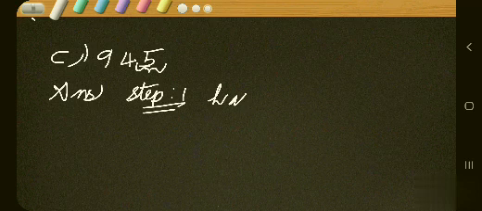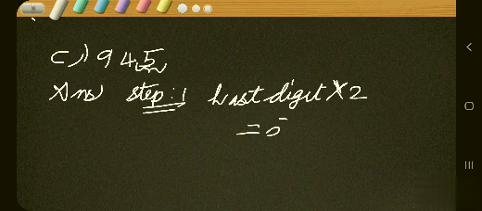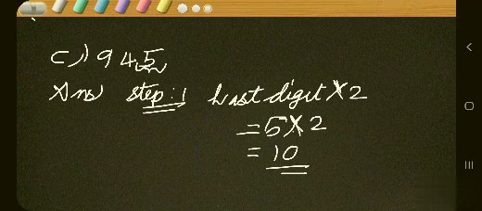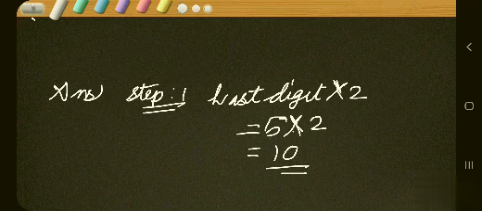last digit into 2. Which is the last digit here? Yes, 5. 5 into 2. What is the answer? 5 2s are 10. So, last digit into 2 is 10. And in step 2, what we have to do? Yes, in step 2, we have to find out rest of the digits minus this product. Which is the number formed by the rest of the digits?